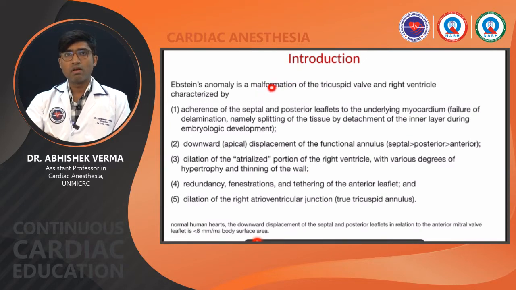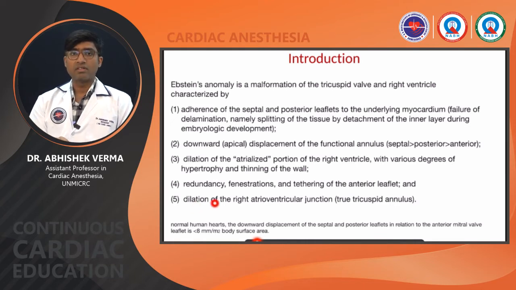It is actually a malformation of the tricuspid valve and the right ventricle, characterized by adherence of the septal and the posterior leaflets and downward displacement of the functional annulus, in which the septal leaflet is more displaced as compared to the posterior and the anterior. There is dilation of the atrialized portion of the right ventricle with various degrees of hypertrophy and thinning of the wall. There is redundancy, fenestration and tethering of the anterior leaflet, and also dilation of the right atrioventricular junction, which is the true tricuspid annulus.